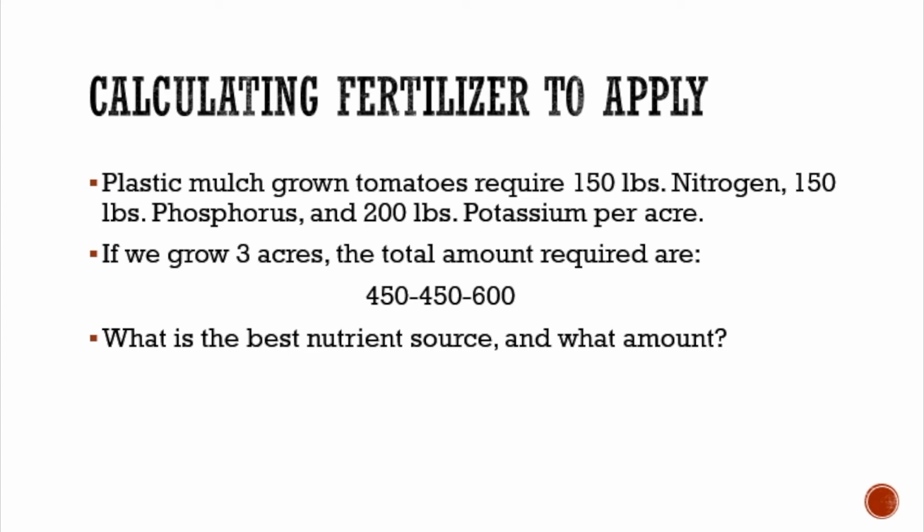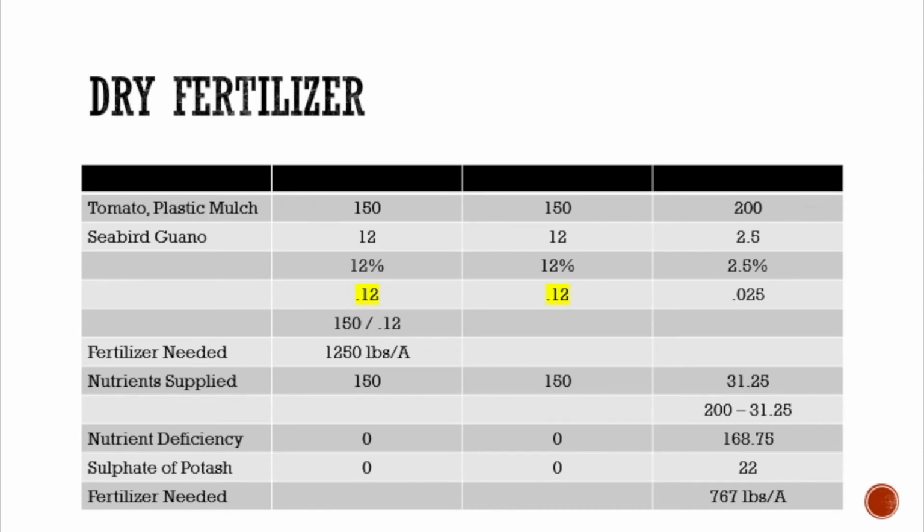When we're trying to determine how much fertilizer we're going to apply, we're going to use tomatoes as an example. Plastic culture grown tomatoes require 150 pounds of nitrogen, 150 pounds of phosphorus, and 200 pounds of potassium per acre. So if we're growing, let's say, 3 acres, the total amount that we require would be 450 pounds of nitrogen, 450 pounds of phosphorus, 600 pounds of potassium. So what would be our best nutrient source and what amount? If we look at an acre basis, 150, 150, and 200, the seabird guano is a 12-12-2.5, which means there's 12% nitrogen, 12% phosphorus, 2.5% potassium.